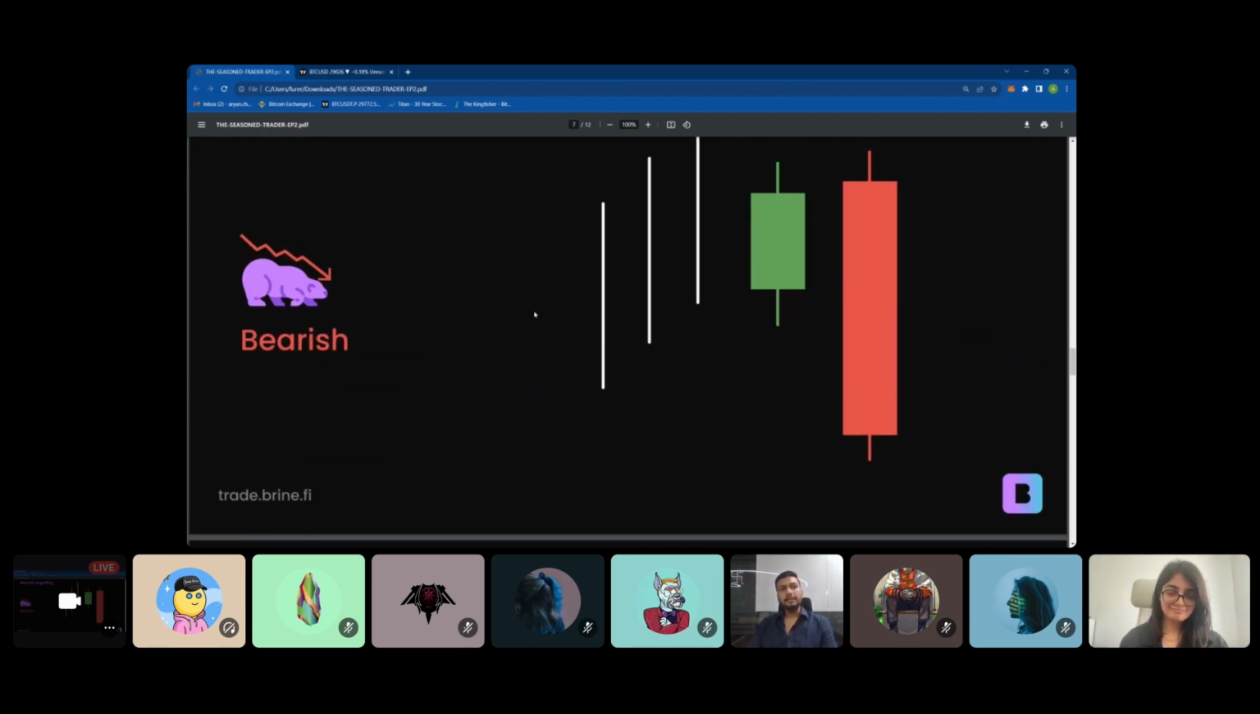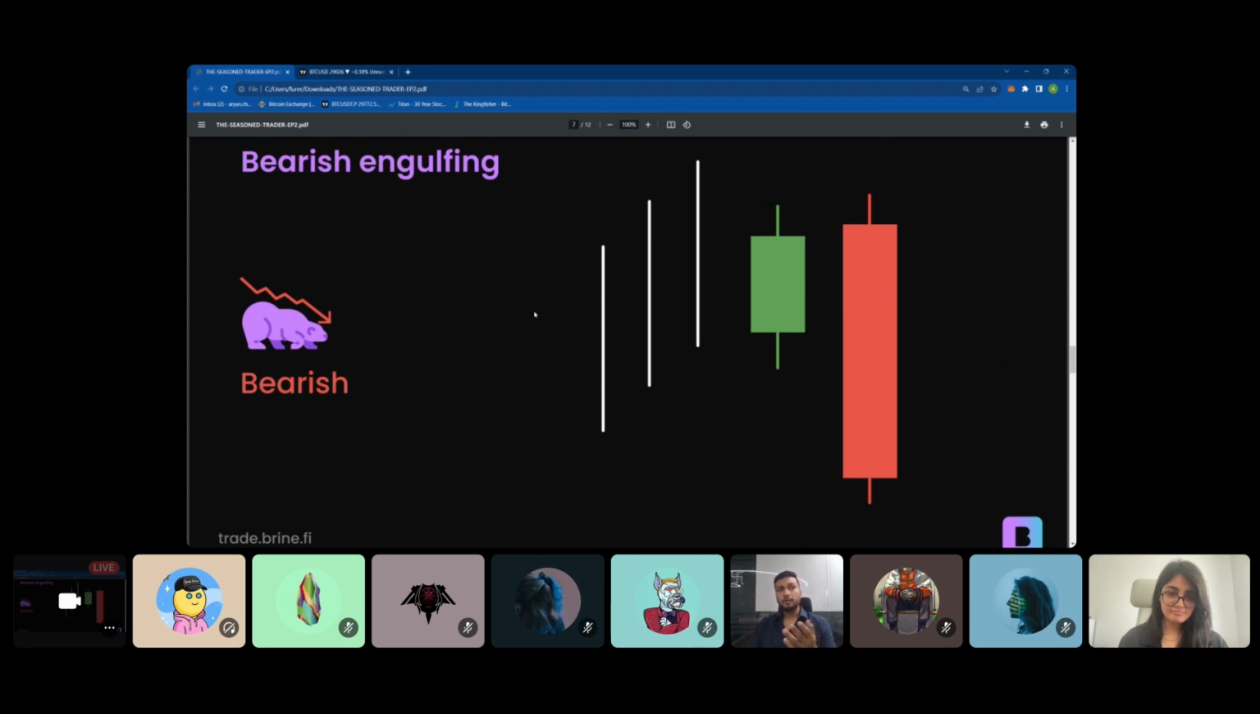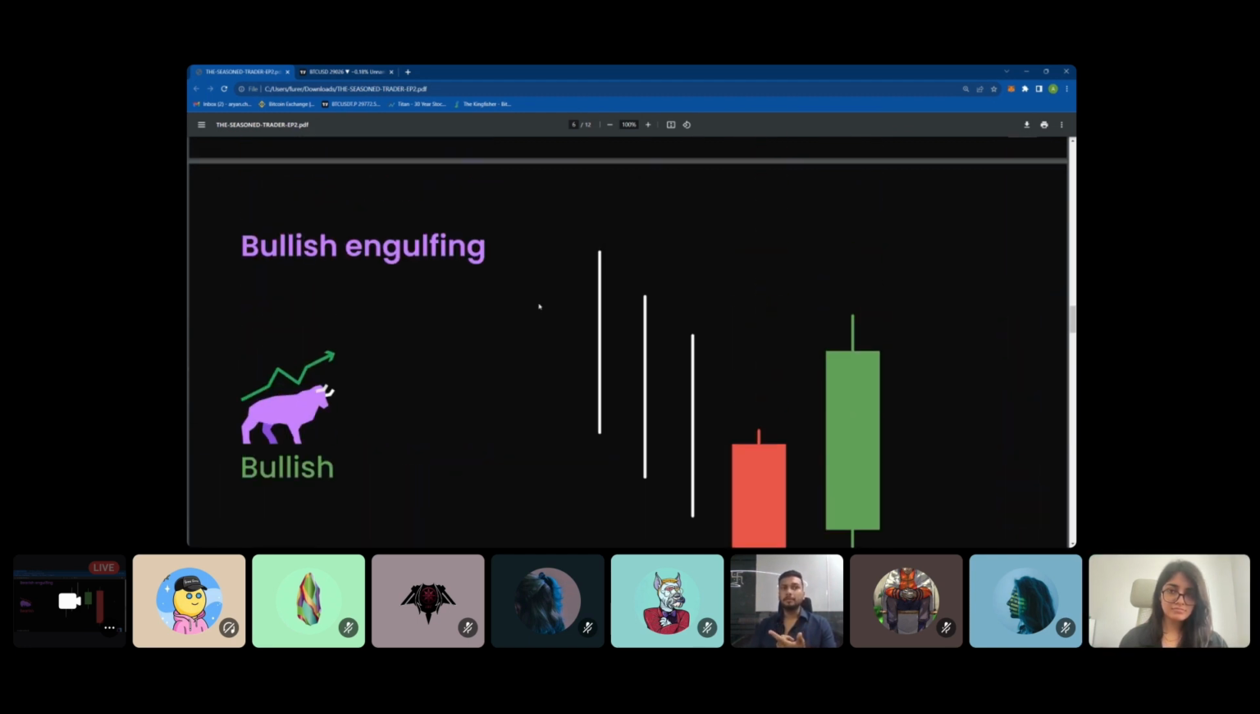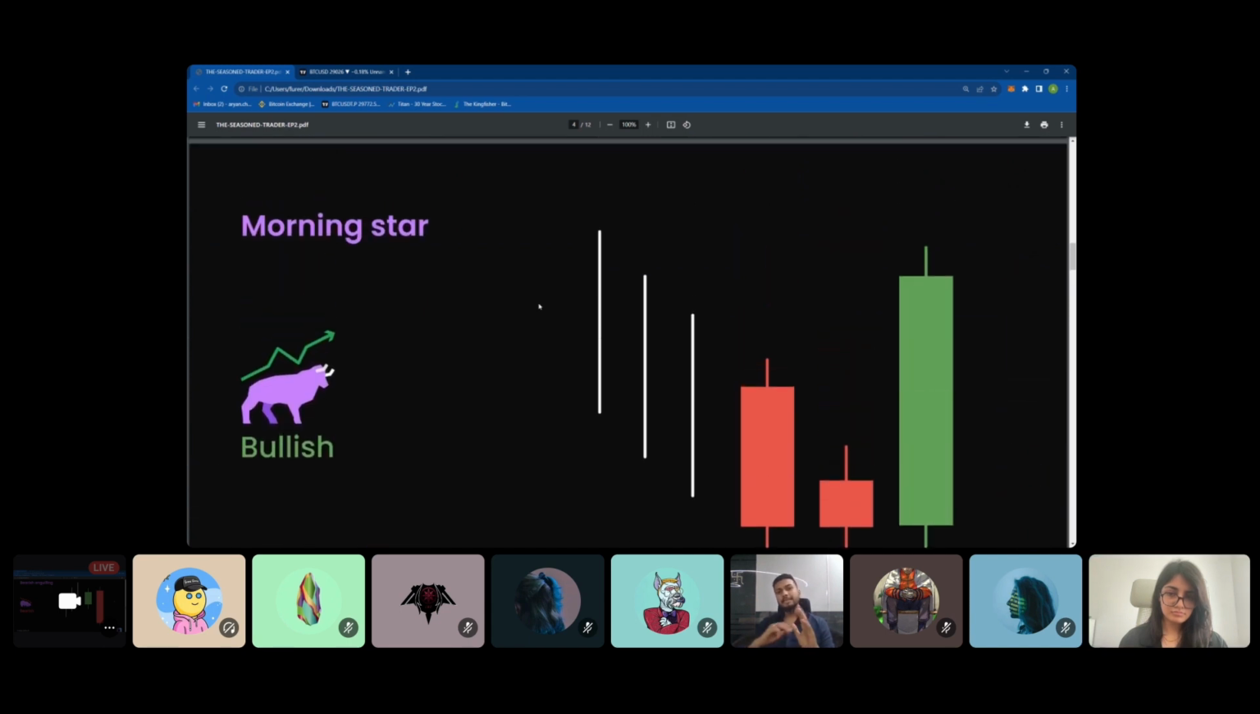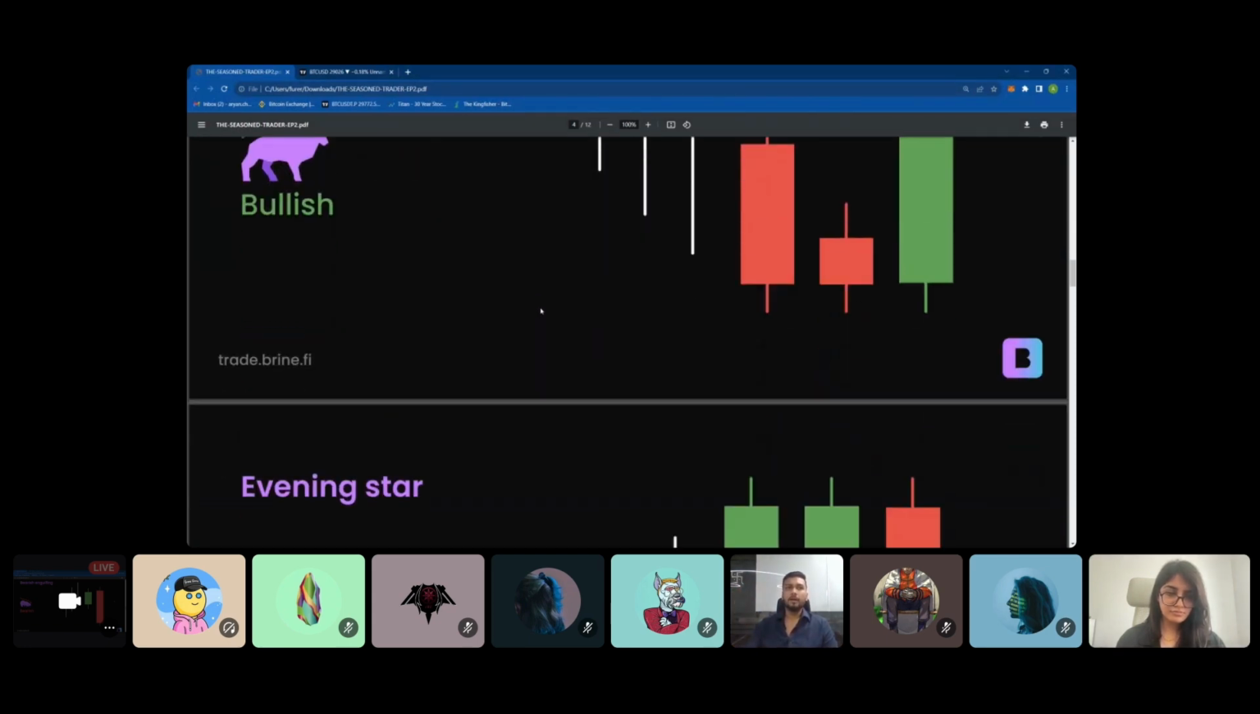Okay, so the 4 patterns that we spoke about, the bearish engulfing, the bullish engulfing, the evening star and the morning star, these 4 patterns are called pivot patterns. What I mean by pivot patterns is they tell us from where the market is going to turn around and move in the opposite direction.